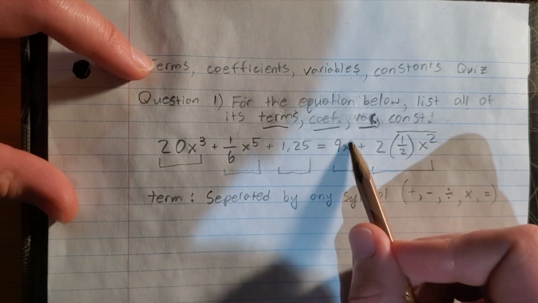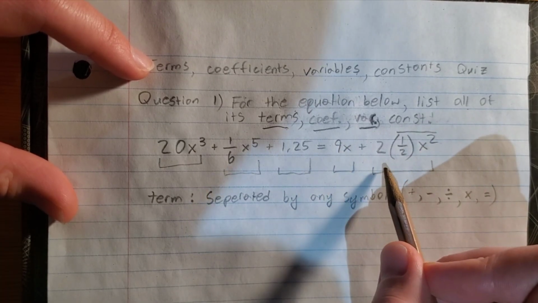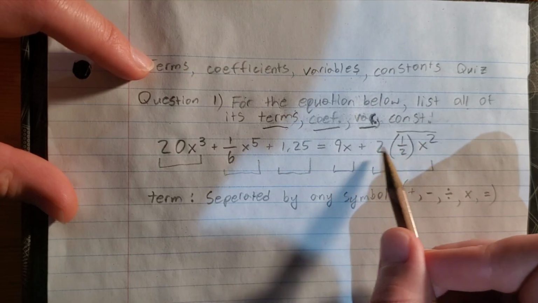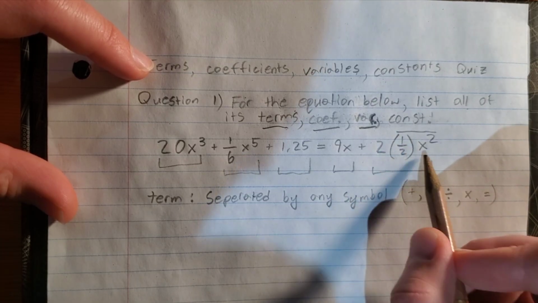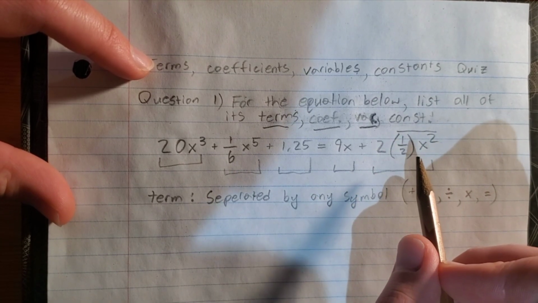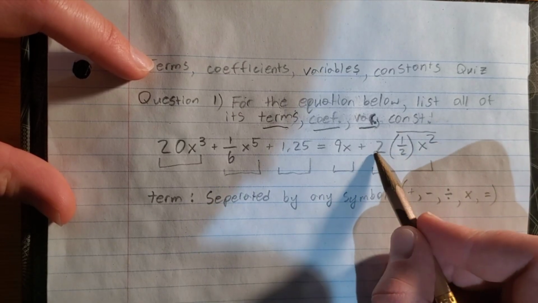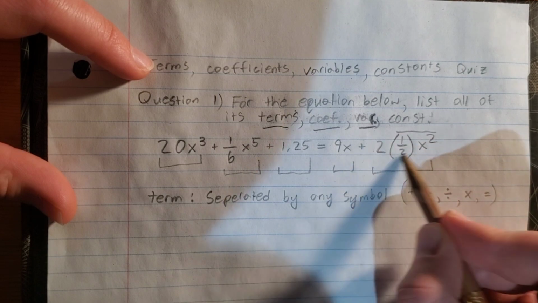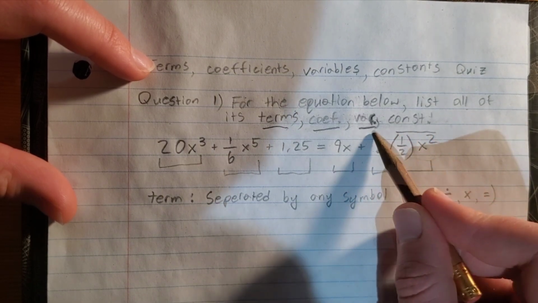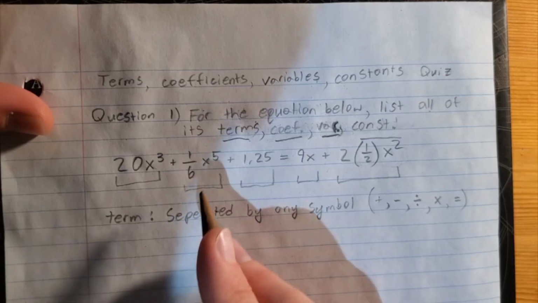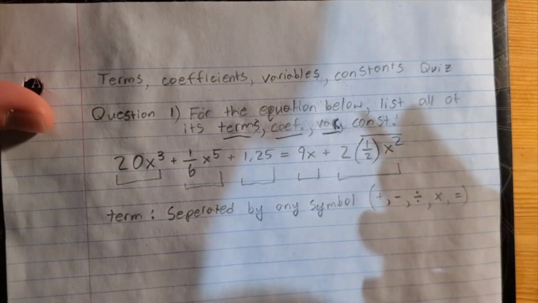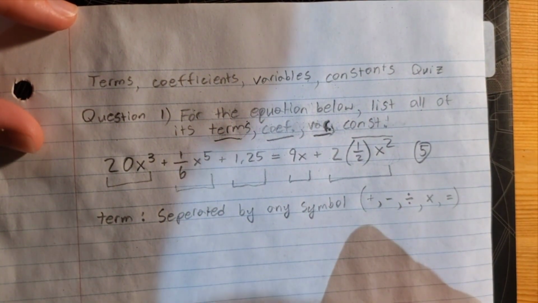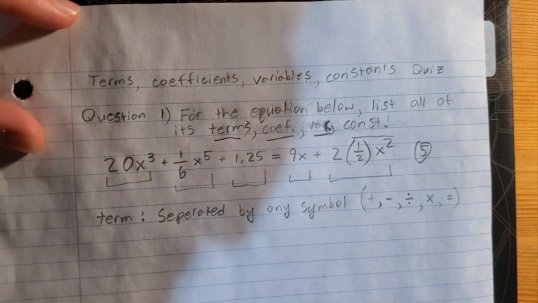Another plus sign separates, so we know this is a separate term. And then 2, whatever's going on here, 2 times 1 over 2 times x squared. We'll get to that. But in any case, they're together, so this means one term, because there's no symbol separating it. So it is one term, technically. 1, 2, 3, 4, 5 total terms in this equation, right? So I'll just write a quick 5 right here. Okay, moving on. Next, we have coefficients.